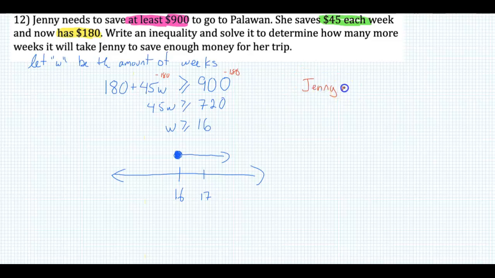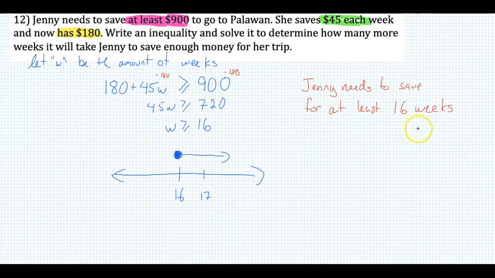Jenny needs to save for at least 16 weeks. And you could say she needs to save for 16 or more weeks, at least 16 weeks, and various other ways to say that, right? All right, that's it for that one.